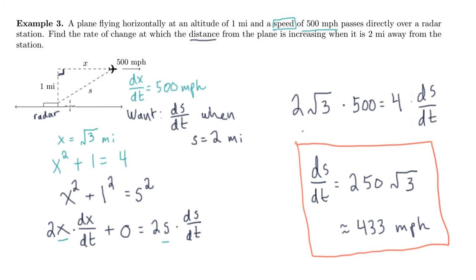And now it's kind of nice to think about whether that makes sense. Okay, so if the plane is flying horizontally at 500 miles per hour, we would expect the distance to be increasing at a rate slightly less than 500 miles per hour. Because not all of this 500 miles per hour is changing in the direction away from the radar station. It's actually in a direction kind of along the horizontal, whereas there's this distance of 1 mile in the vertical direction. So this makes sense.